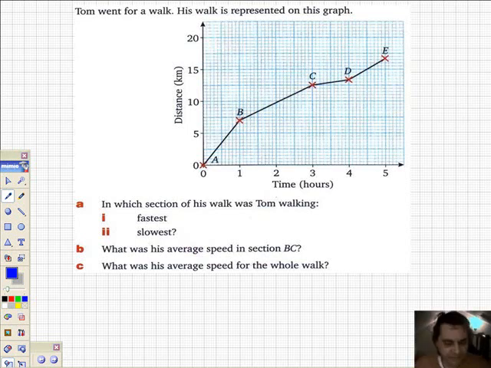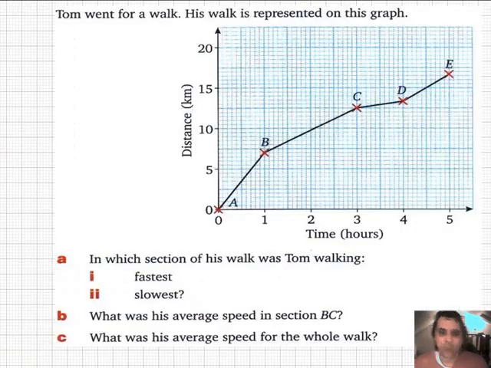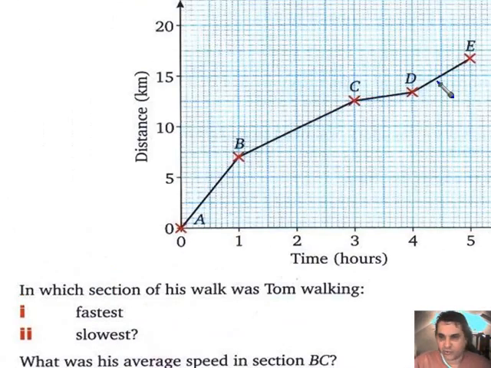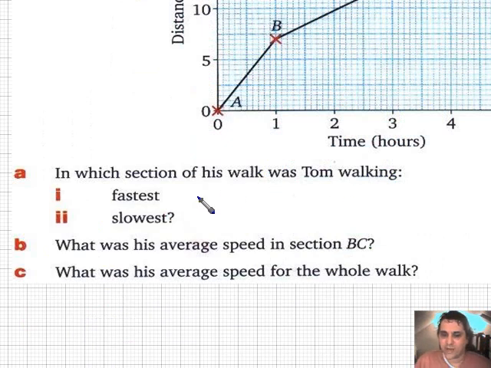Another real life graph, question 6 on page 117. Tom went for a walk. His walk is represented on this graph. In which section of his walk was Tom walking the fastest?